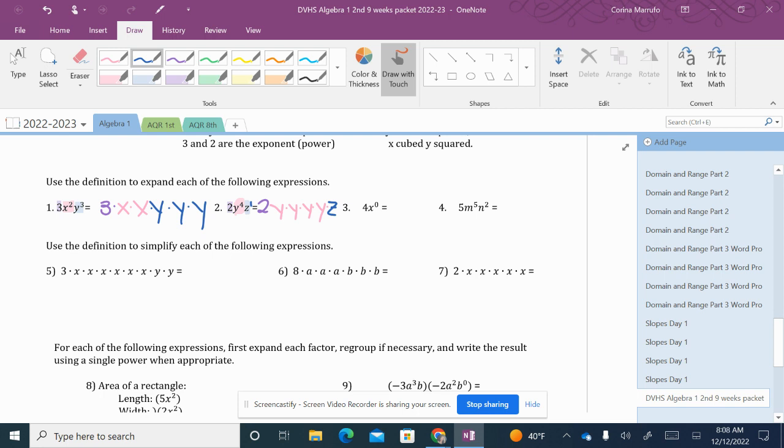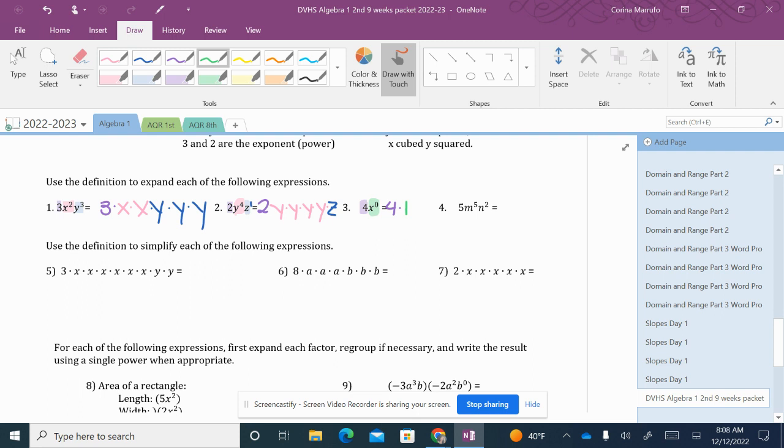Okay? All right, 4 times x to the 0 power. So anything to the 0 power. I'm not sure if we've talked about this or not. I get confused with you guys in some of my other classes. But anything to the 0 power will always be 1. Okay, so that's a little secret. Anything to the 0 power will always be 1, as long as it's not 0. So that's 4 times 1, which is just 4.